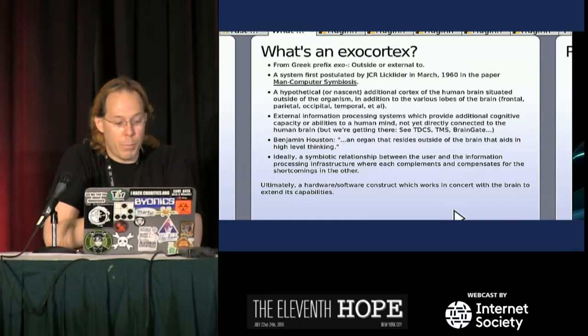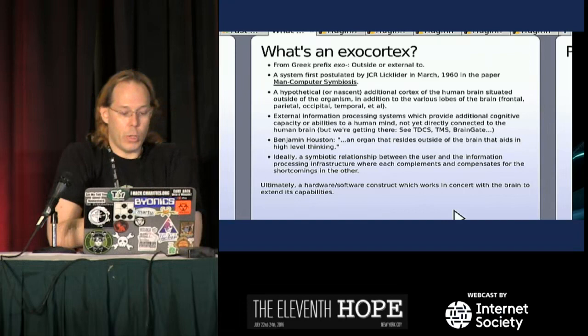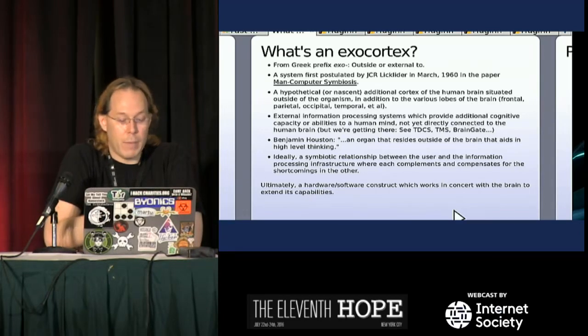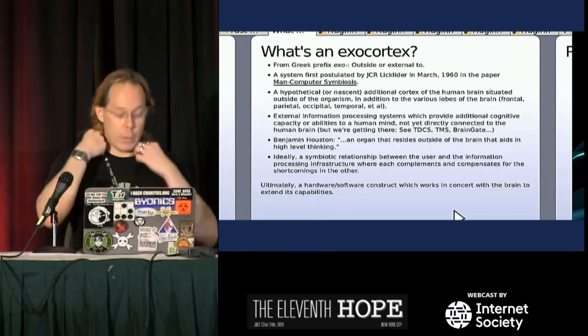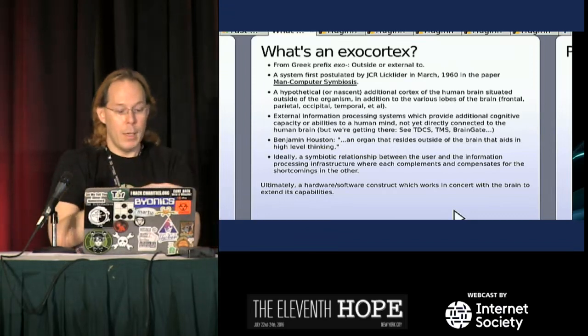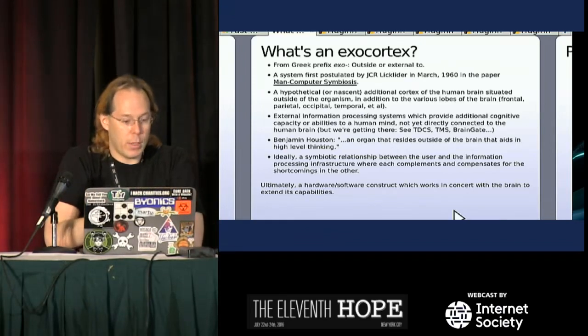A couple years later, Benjamin Houston wrote that an exocortex would be an organ that resides outside of the brain that aids in high-level thinking. Ideally, there would be a symbiotic relationship between the user and the information processing infrastructure, where each complements and compensates for the shortcomings of the other. Ultimately, where the bits meet the hardware, an exocortex is a hardware and software construct which works in concert with the brain to extend its capabilities.